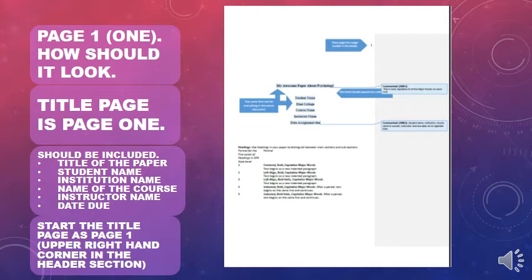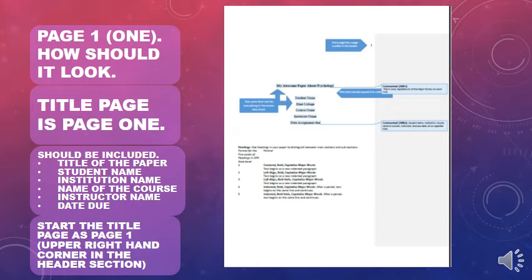So page 1, how should it look? Here's your page 1. The title of the paper goes up right there: My awesome paper about psychology. That is your title. Make sure you have a title. Don't just put psychology paper or a research paper. Make it original. This is where your imagination comes in. Make sure it keys into what you're actually writing about.